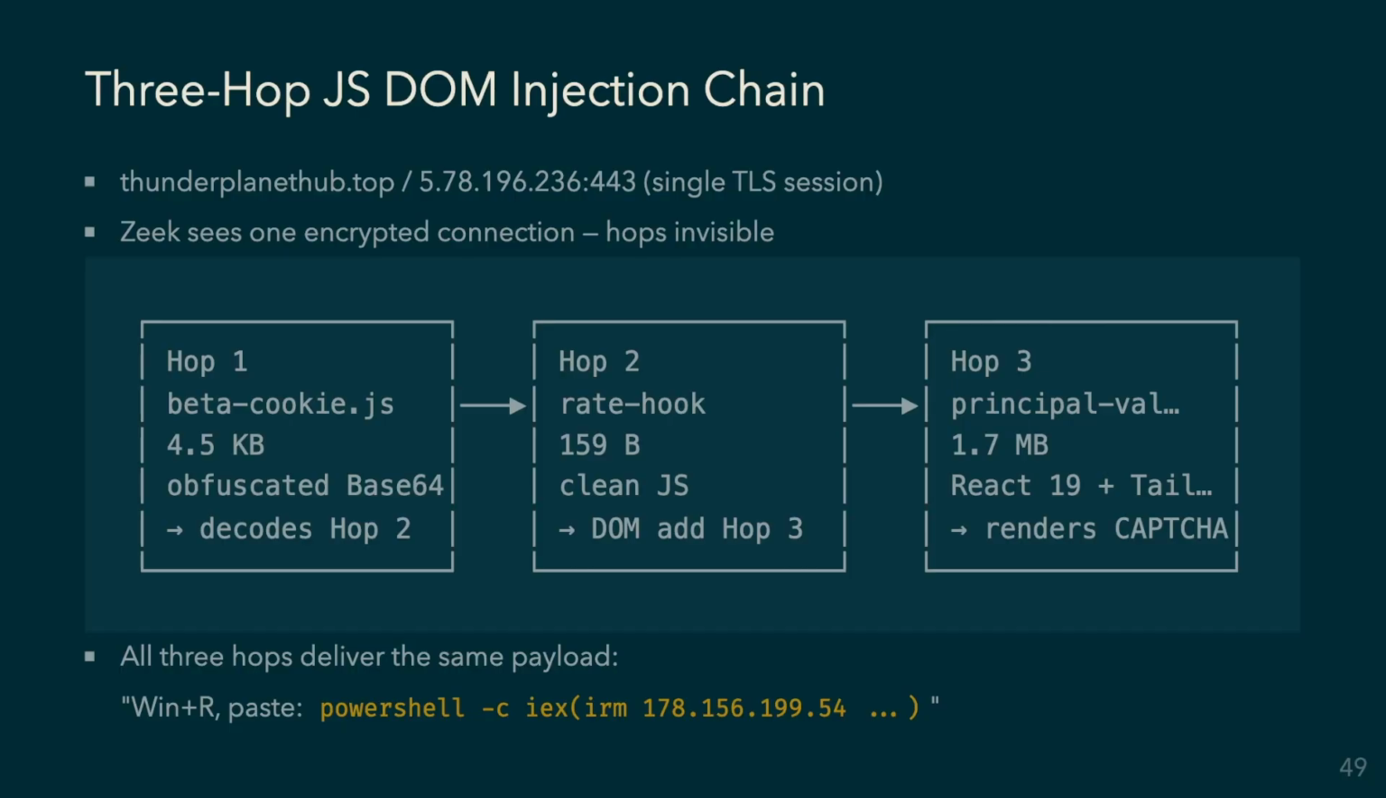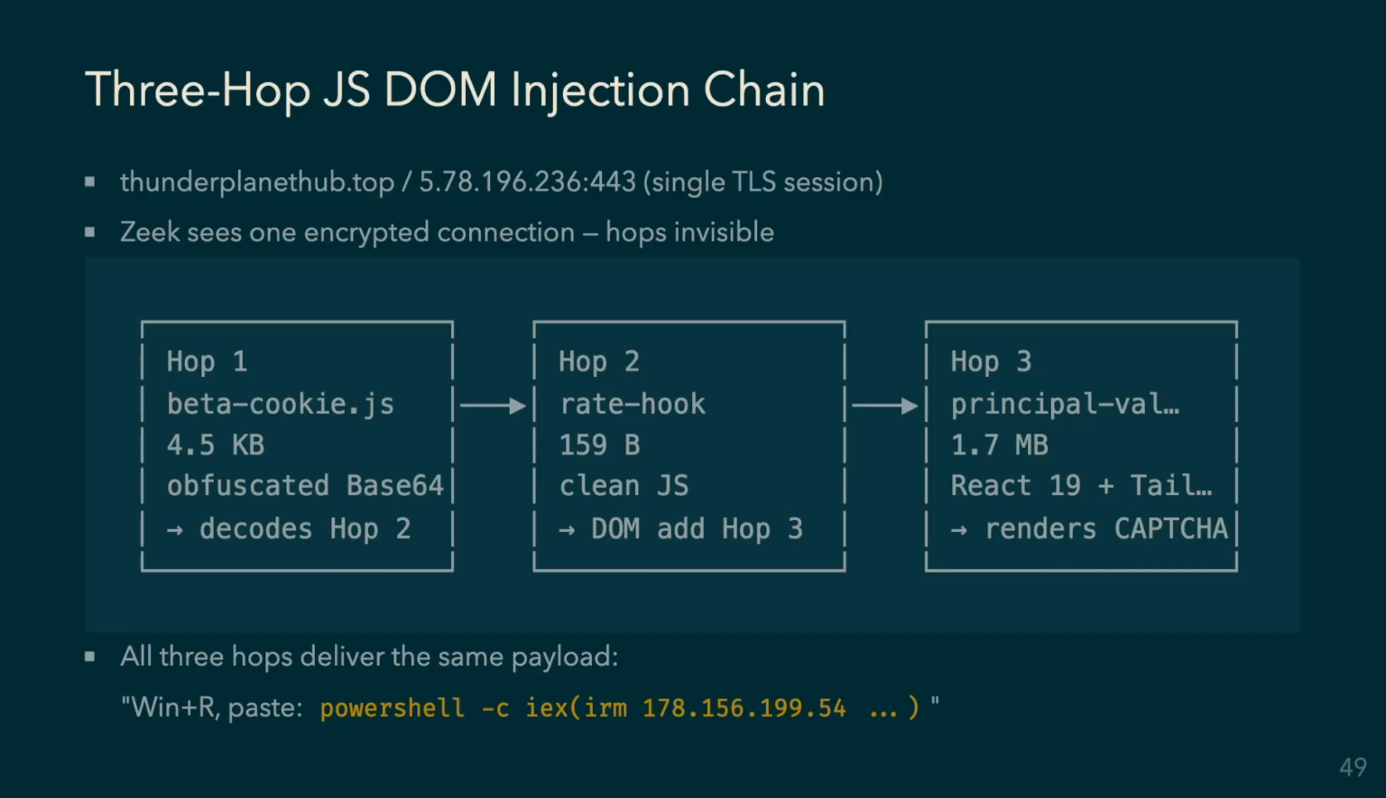And that's the IP address 5.78.196.236. Zeek's SSL log: one connection, one server name. All those hops are invisible. Instead of seeing 3, we're seeing 1.